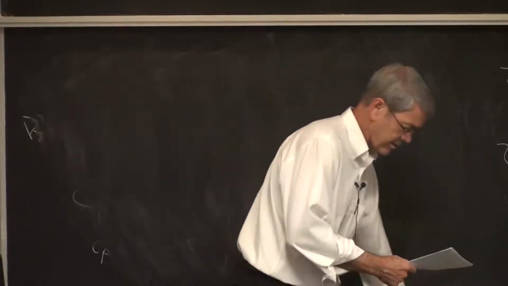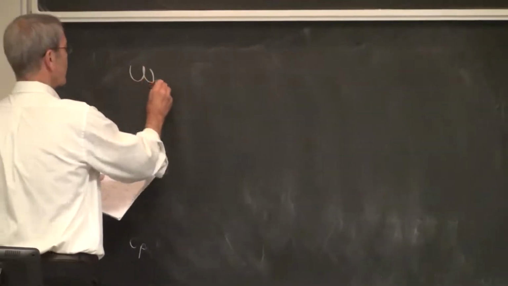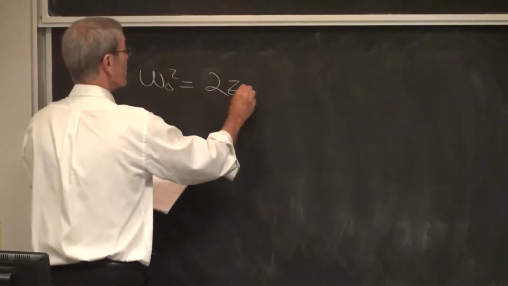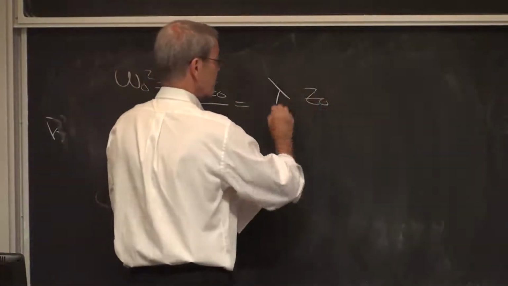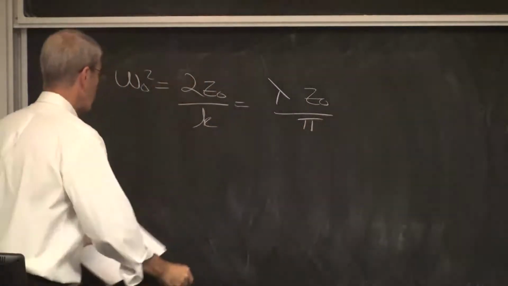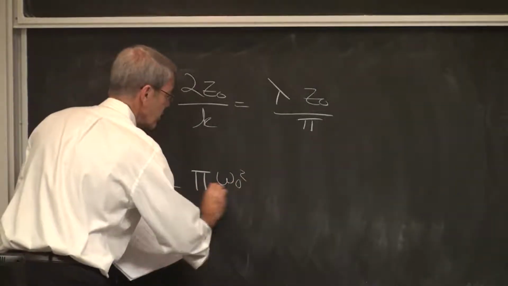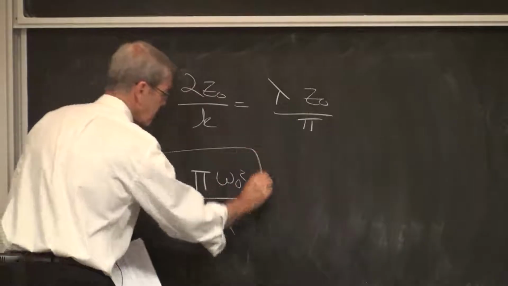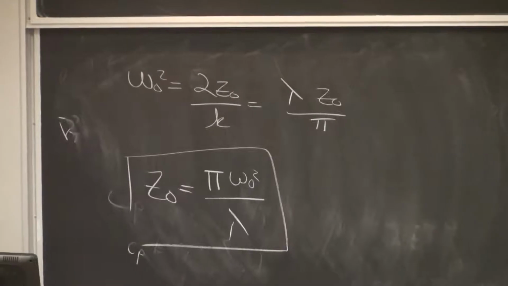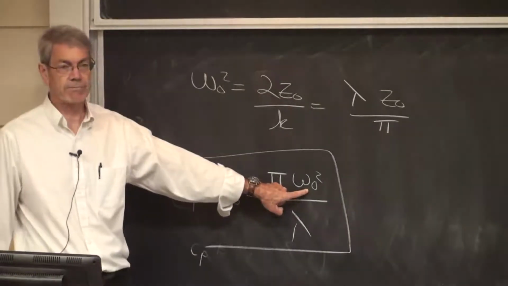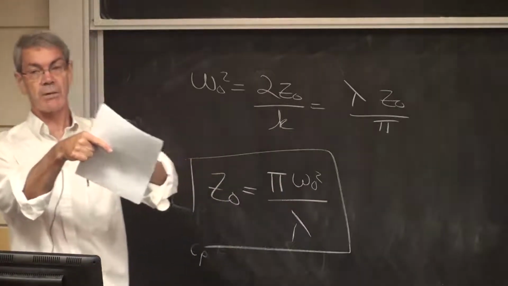God, I hate these erasers. Okay, by comparing those two, we see that we would define omega naught squared to be equal to 2 z naught over k, which is lambda z naught over pi. Or we get z naught must equal pi omega naught squared over lambda. Now, that's a parameter we're going to use a lot. So there's z naught. It depends on the wavelength of the beam and basically the area of the beam. So I take a laser beam, it's got some area, divide by lambda, that's z naught.